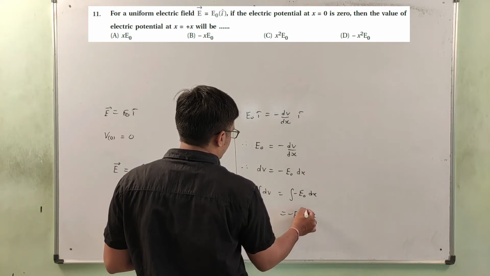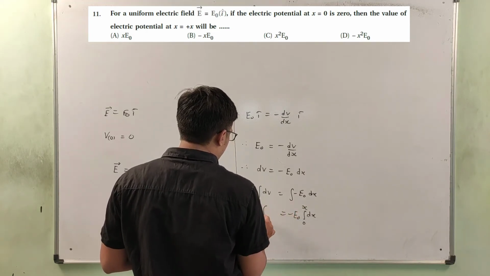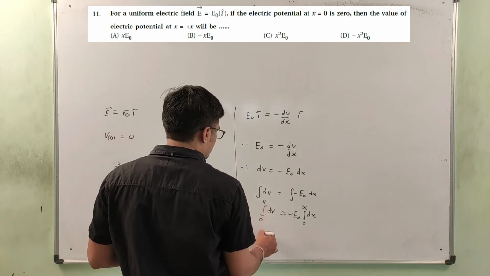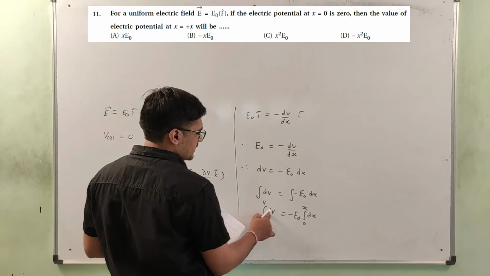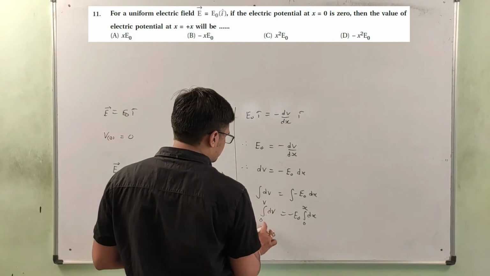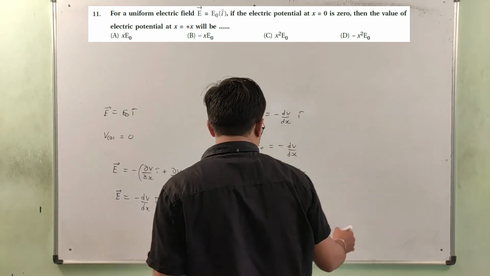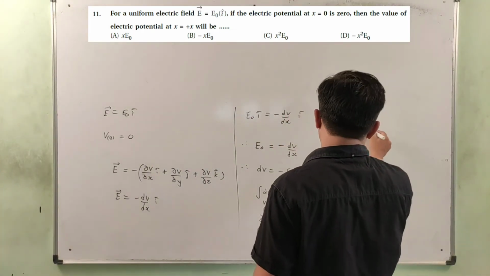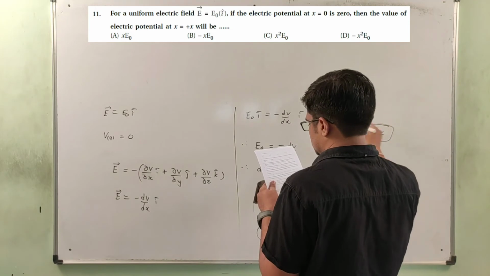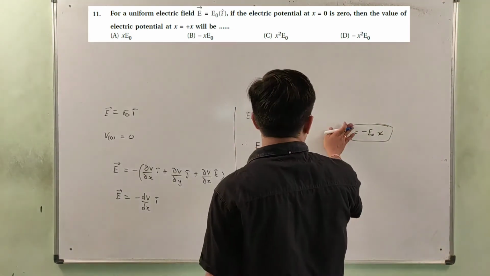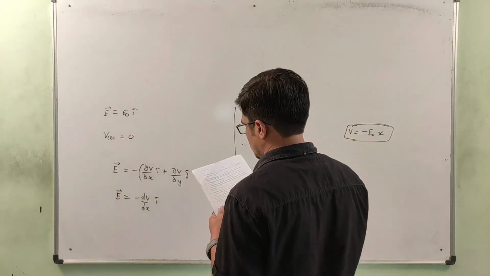We are finding potential from 0 to x, and at 0 the potential is 0 and at x the potential is V. So integration of dV is V, so V minus 0, and integration of dx is x, so x minus 0. So potential V is equal to minus E naught into x is our answer. So B is our answer. Potential at plus x is equal to minus E naught x.